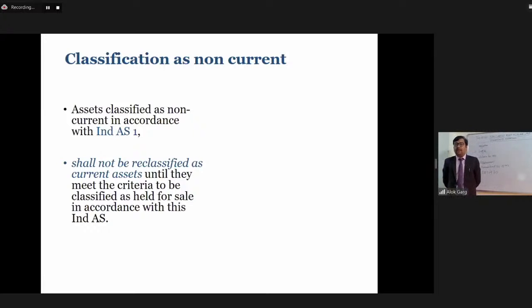IND AS 1. IND AS 1 will tell you what is current and what is non-current. This standard will not tell you that. It says that if an asset is classified as non-current according to IND AS 1, it shall not be reclassified as current until and unless the criteria under this standard are met. So we will discuss what the criteria are for classification of an asset as a held for sale asset.